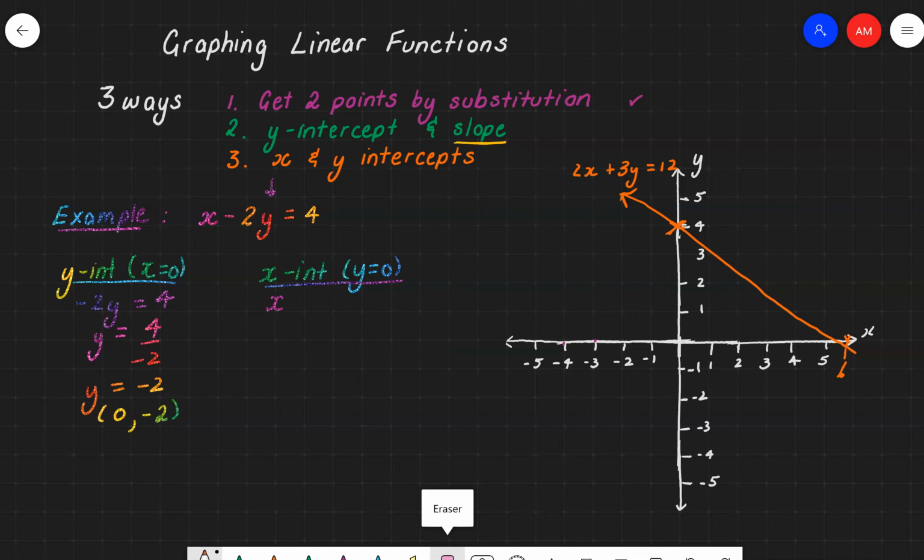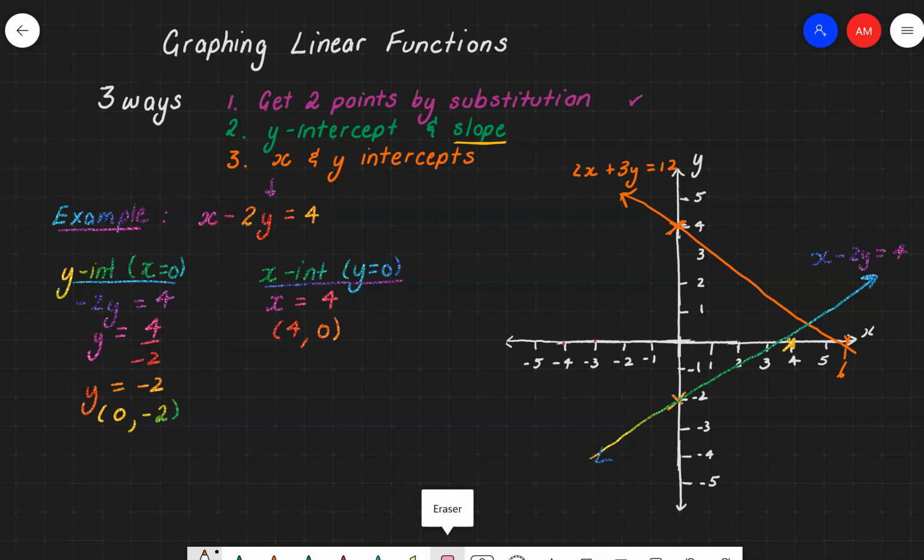So x minus, now we go, 2 times 0 is 0. So I could write minus 0, but why bother? It's just going to be x. So x equals 4. That gives me (4, 0). So the more you do, the quicker you'll be able to go with these. So that means (0, minus 2) down here. We've got (4, 0) there. Connect the dots, missed it by a little bit there. And there we have it. That's x take 2y equals 4.